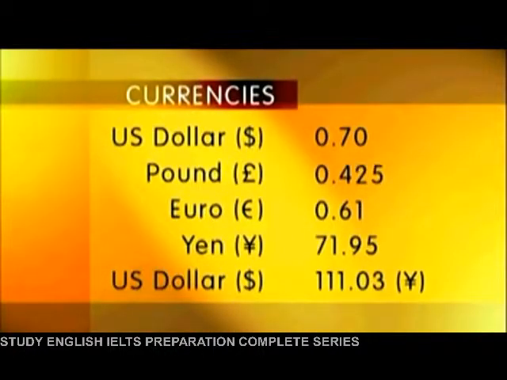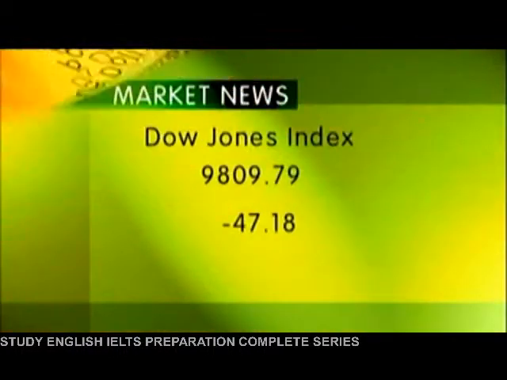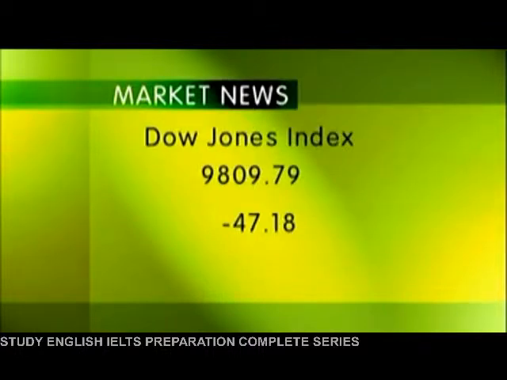The Australian dollar today, Tuesday the 11th of November, continues to rise against the US dollar, buying just over 70 cents, a 15-year high. Against other currencies, however, the trend is a little different, falling against the pound, closing at 0.425, a slight drop on yesterday, and 0.61 euros. The yen is also strengthening at 71.95 and considerably higher against the greenback at 111.03 yen. The Dow Jones Index closed today at 9,809.79, a fall of 47.18 on yesterday's trading.